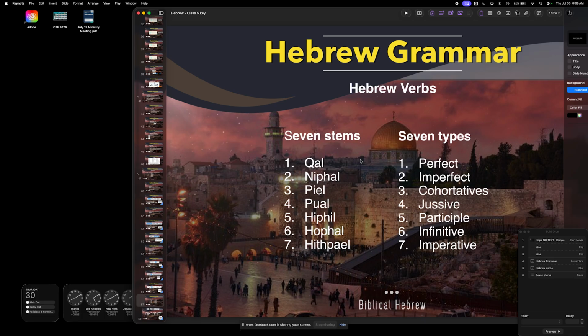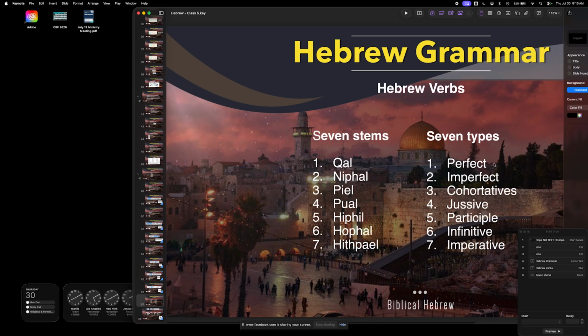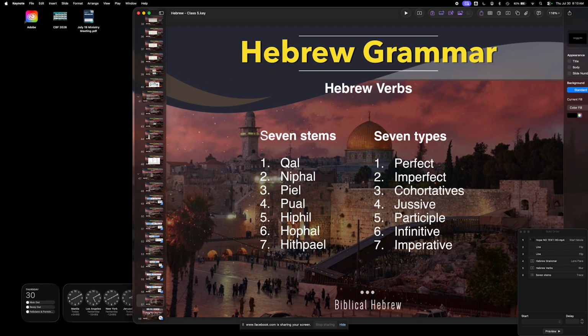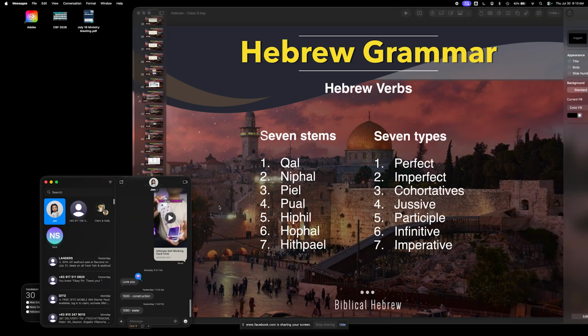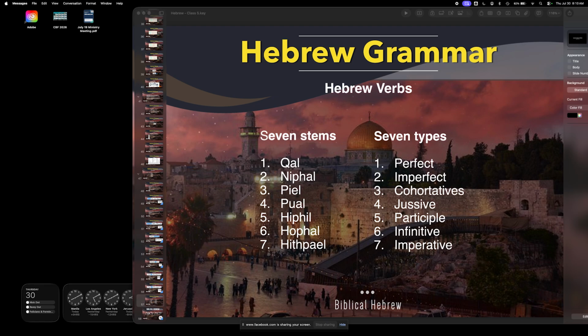Grammar in Hebrew is big. Grammar is a major factor in Hebrew because it's so unique compared to our grammar. It's so different compared to the grammar that we tend to use. Therefore, Hebrew grammar is what you want to pay attention to, which is these seven stems, seven types. It's exactly what we're dealing with, what we're talking about.